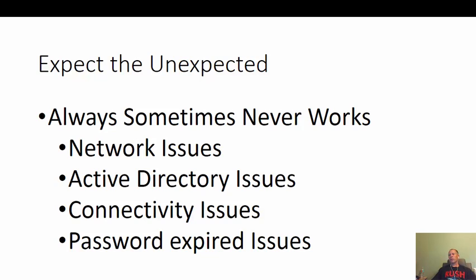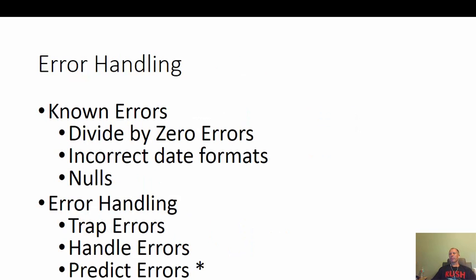So always, sometimes, never works, meaning there's always some issue that you hadn't thought about, perhaps a network issue, maybe a hiccup in the network, perhaps the Active Directory, the user got removed, or the service that's running your job perhaps expired. You could have connectivity issues, firewall settings and such, and the most likely culprit is somebody's password expired and nobody was notified and the job just stopped running. So those are some examples of the unexpected.